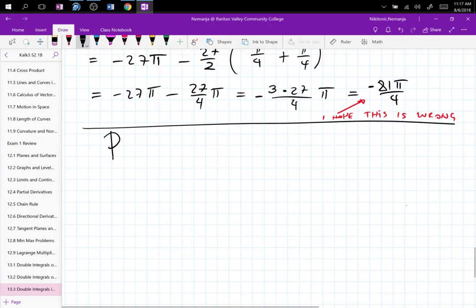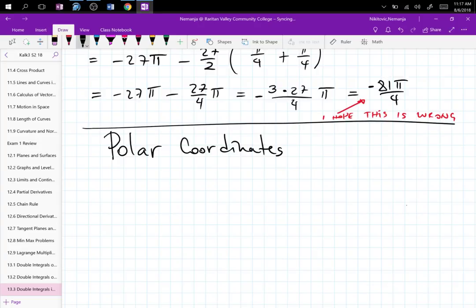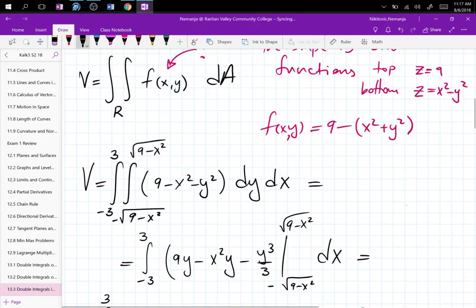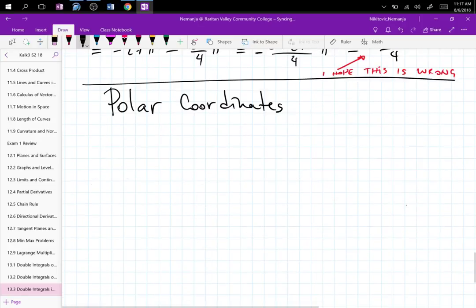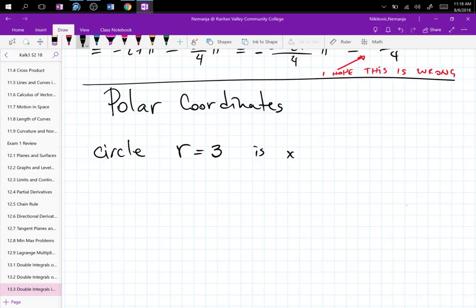Now, polar coordinates. Now look at this. Why do I hope that my 3 hours of work and writing all of this is wrong? Because when you consider polar coordinates, a circle is given by r equals a number. So r equals 3 is the circle that was represented earlier with x squared plus y squared is equal to 9.